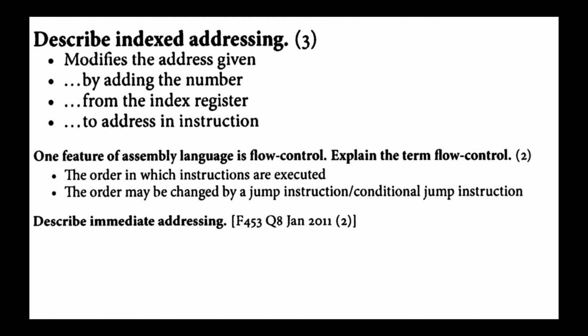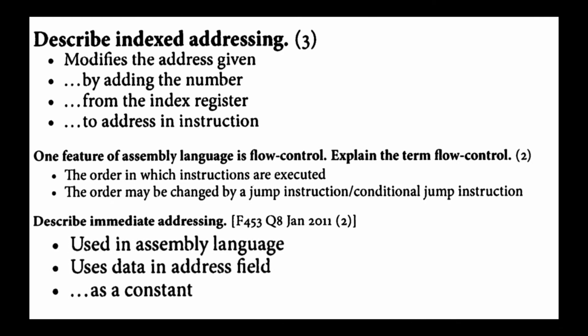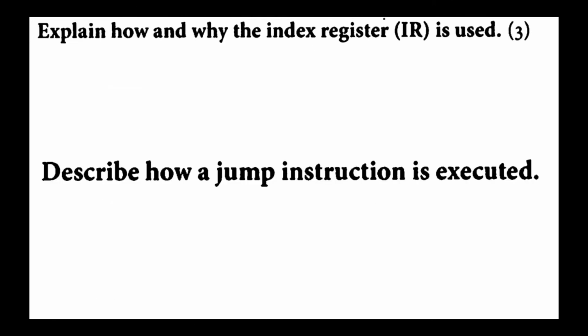Describe immediate addressing. It is used in assembly language, which uses the data in the address fields as a constant. Explain how and why index registers are used. Index registers are used to keep track of processes that are currently being executed, maybe?